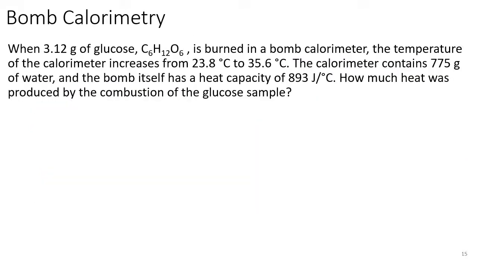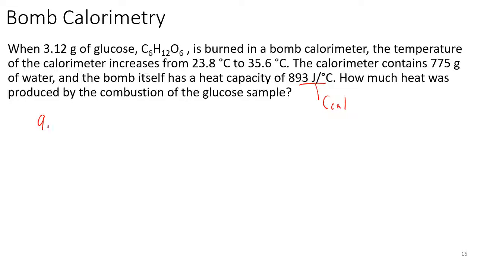When 3.12 grams of glucose is burned in a bomb calorimeter, the temperature of the calorimeter increases from 23.8 to 35.6 degrees Celsius. The calorimeter contains 775 grams of water, and the bomb itself has a heat capacity of 893 joules per degree Celsius. This is going to be our C sub cal, the heat capacity of our calorimeter. How much heat was produced by the combustion of the glucose sample?